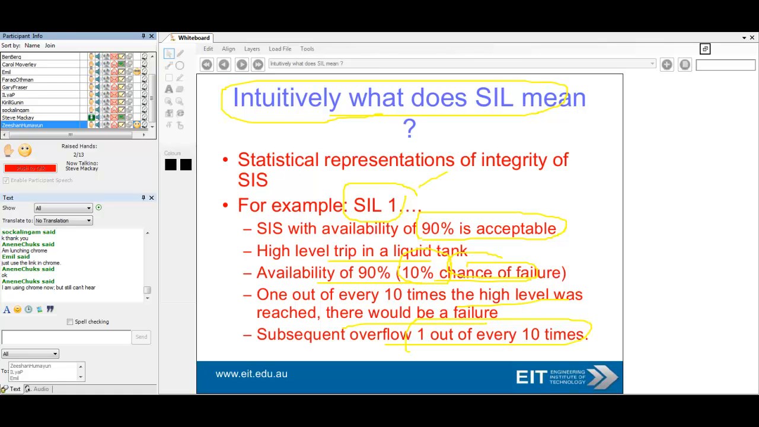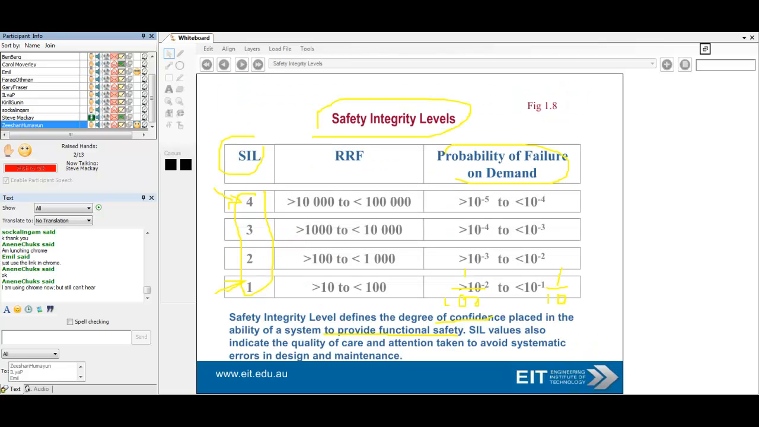You may say, look, it's water that's flowing out of the tank, so I don't particularly care. But it may be something critical. If it's something critical, then this would obviously be unacceptable. So the point made is that you select a particular SIL level for your application, a safety integrity level. So very important that you look carefully at your application and then make sure that you have the right safety integrity level.